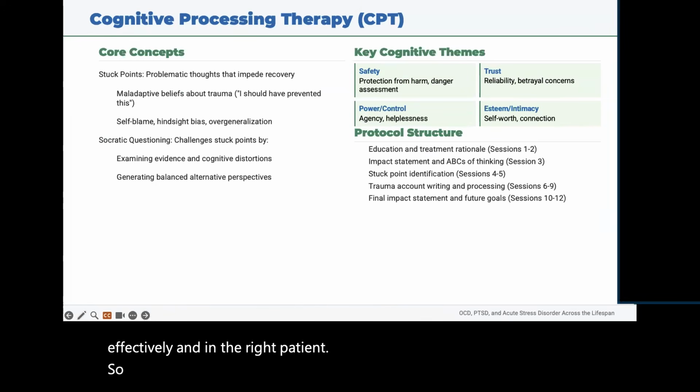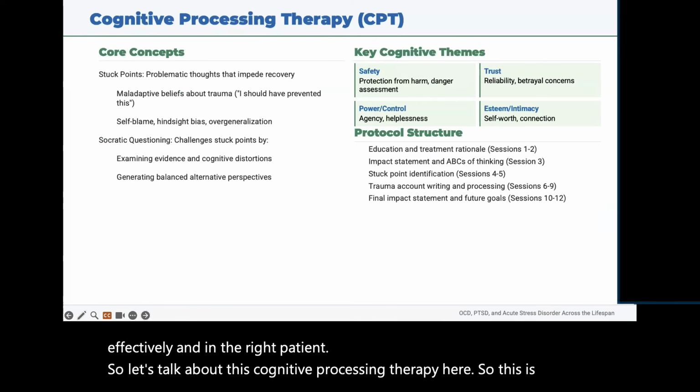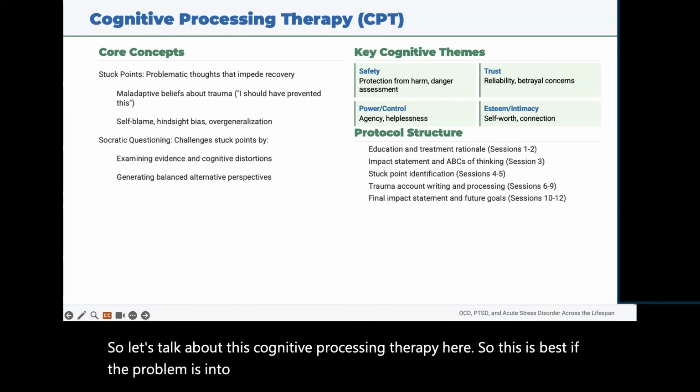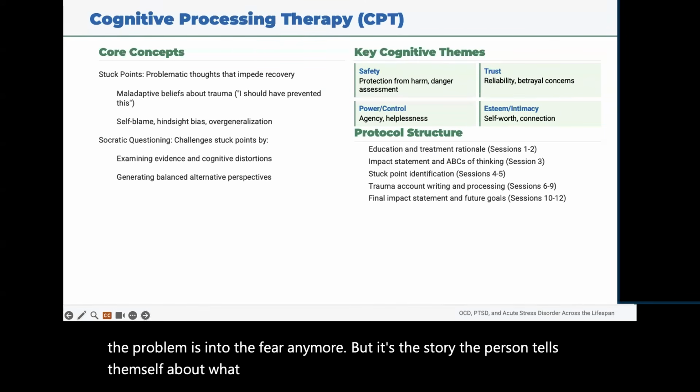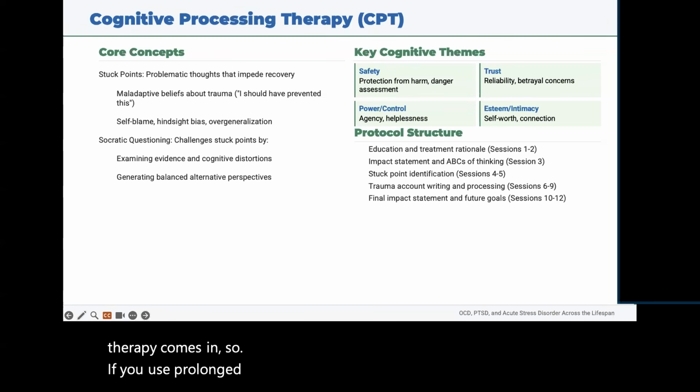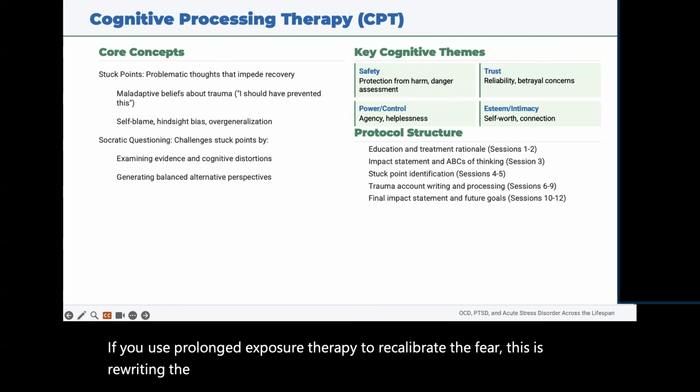So let's talk about cognitive processing therapy here. This is best if the problem isn't the fear anymore, but the story the person tells themselves about what happened. And this is where cognitive processing therapy comes in. If you use prolonged exposure therapy to recalibrate the fear, this is rewriting the meaning of the script.